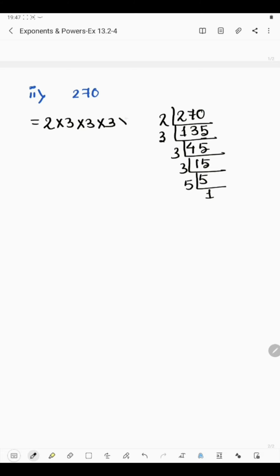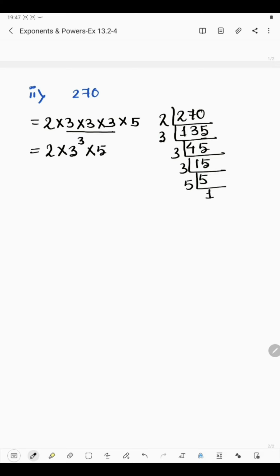and one 5. So this is in multiplication form, but we have to write in exponential form, that means in power form. Since there is only one 2, 2's power will be 1, or we can write it as 2. And 3 is repeated 3 times, so 3's power will be 3. 5 is also repeated 1 time, so we will write 5.